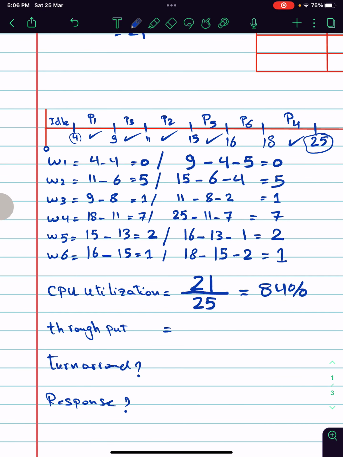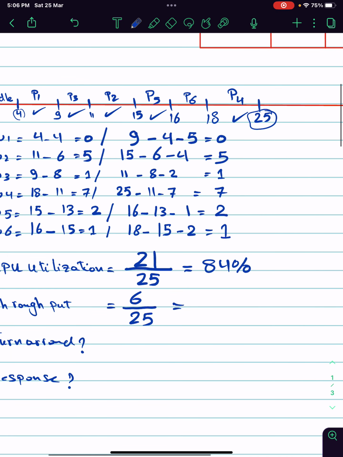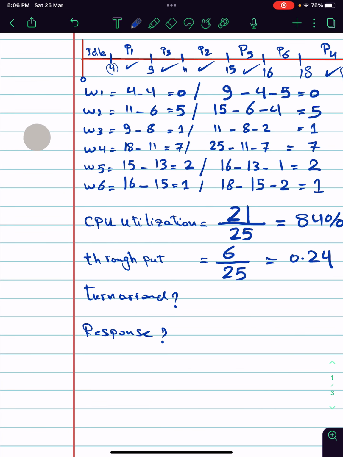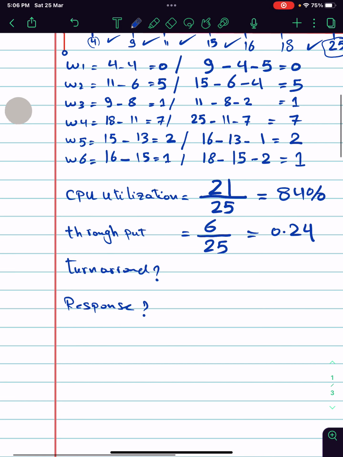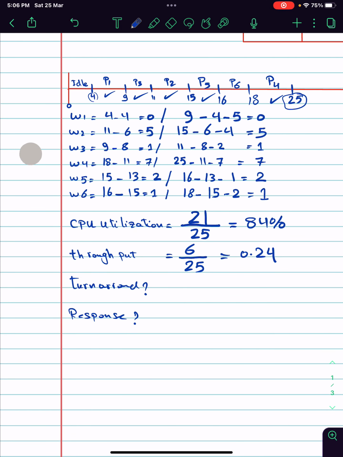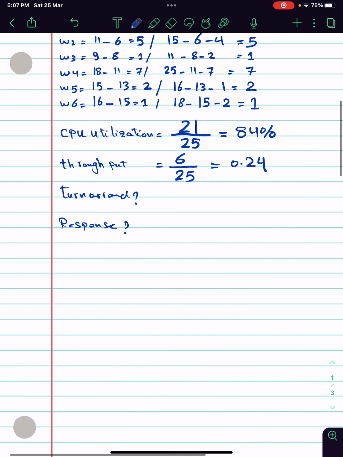The throughput is the number of processes, which is 6, divided by the total time. So this is going to be 0.24. Right? You can calculate the turnaround time. As you know, for every process, you get the finish minus the arrival, and then you sum them all and divide by 6 because there are 6 processes. The response is exactly the same as the waiting time because this is non-preemptive and all of them are CPU bound.